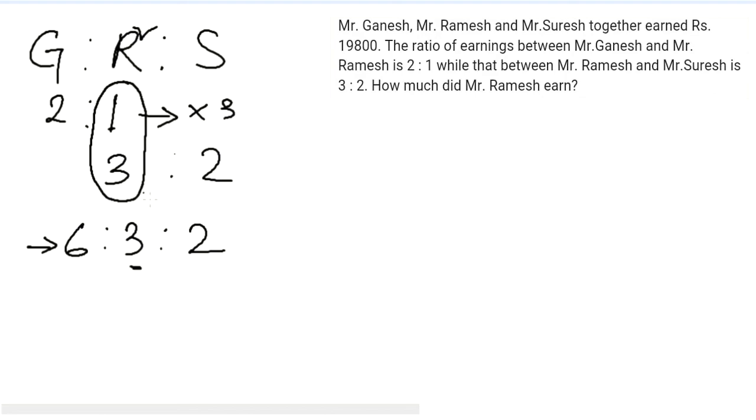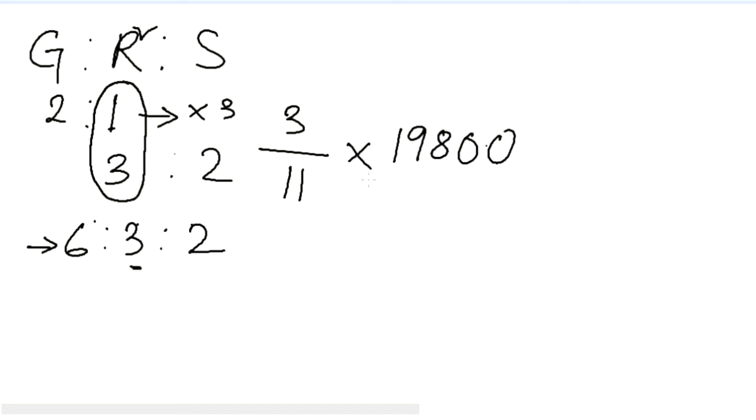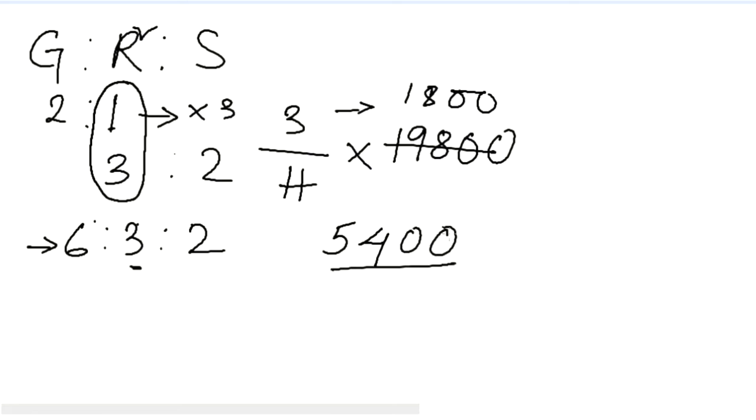So we're searching for Ramesh. Ramesh will be 3, 3 is the unit, out of how much? 3 out of 6 plus 3 plus 2, which is 11, into how much money do they have? 198000, right? So just cut this 11 by 18, 0, 0. So multiply it by 3. That gives you 3 8s are 24, 2 in hand, 3 1s are 3, 4, 5. 5400 is the answer, Mr. Ramesh.